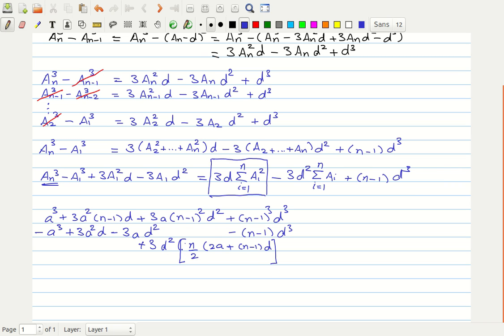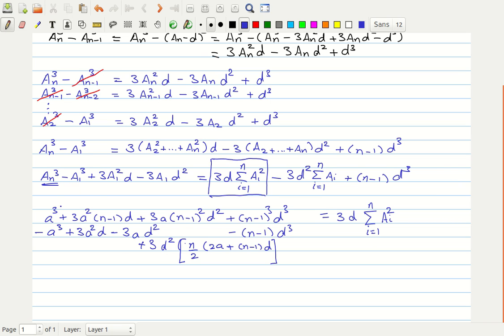We know that the sum of an AP is n by 2 times (2a plus (n minus 1) d). And what is all this expression equal to? This is equal to 3 times d times sigma of a_i square, i equal to 1 to n. So this is 3 times d times the sum of the squares of an AP. Now all we have to do is simplify this expression.